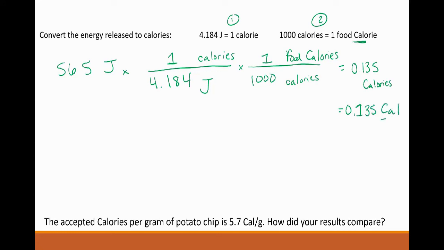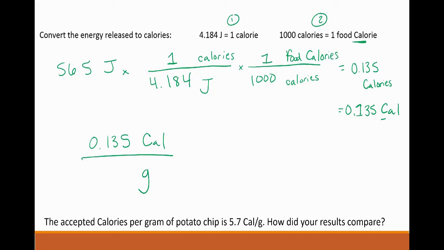But now here's the idea: potato chips come in different sizes. Some end up being a little smaller than others when you get the bag. And so what we need is a reference point for what size potato chip this 0.135 calories compares to. So typically, to get a good reference point, we're going to express it in calories per gram. We know that our potato chip measured 0.135 calories.